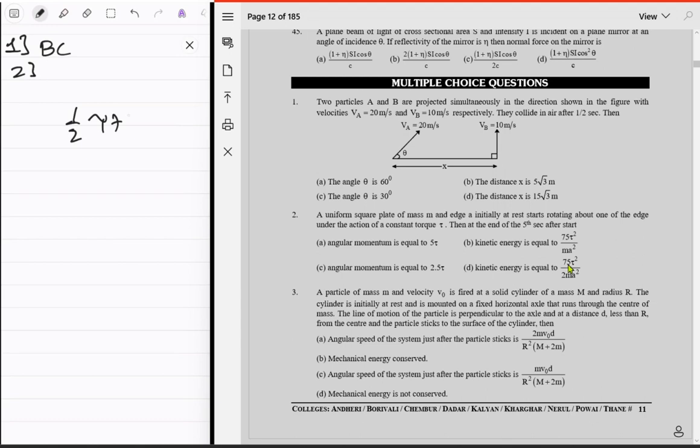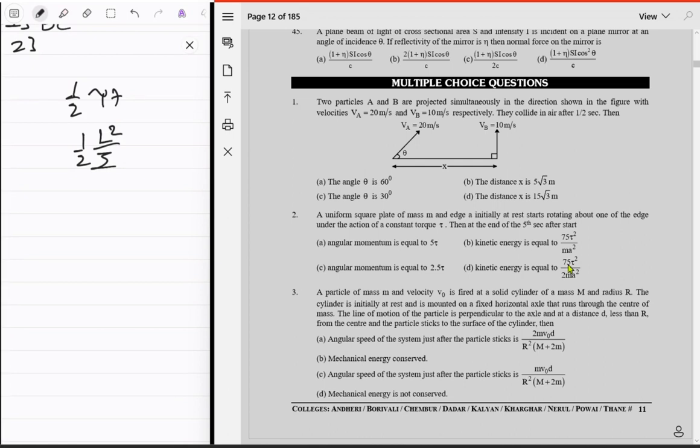But omega is L upon I. Half I omega square is the same thing as half L squared upon I. राइट, तो L कितना है? 25 tau squared upon 2 inertia. So inertia about that edge is ma squared upon 3. Okay, so 3 ऊपर जाएगा, it's just 2 ma squared it seems. 75 upon 2 tau squared, so that's going to be D in this case.